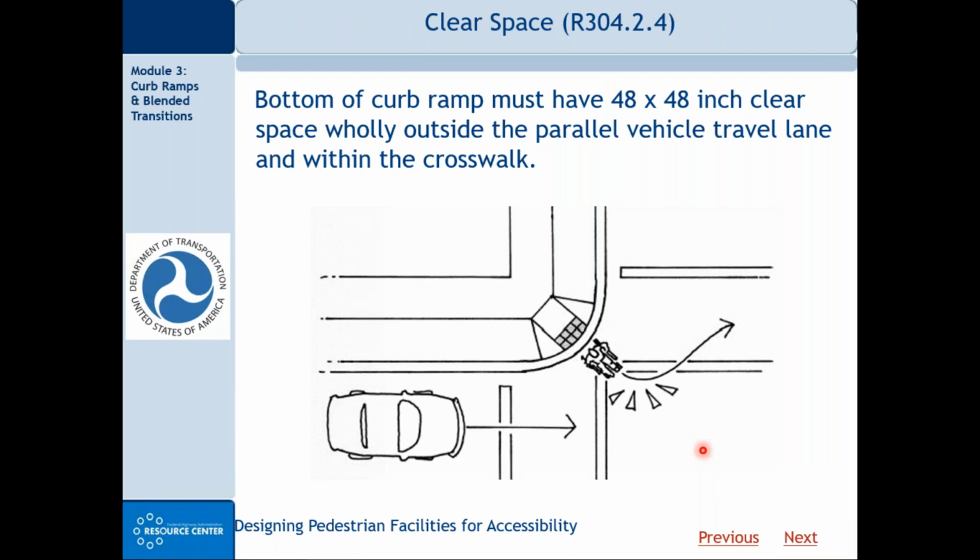Another thing to keep in mind is that there needs to be a clear space. The bottom of the ramp must have a 48-inch by 48-inch clear space entirely outside the parallel vehicle travel lane and within the crosswalk. And notice this diagonal ramp does not. And note this just has to be space. It doesn't have to be level. It just has to be space.